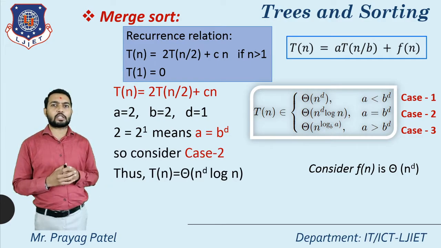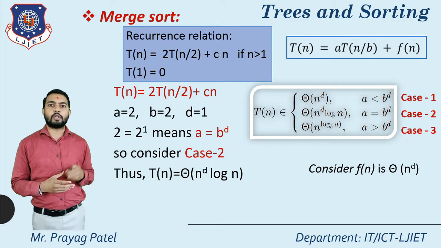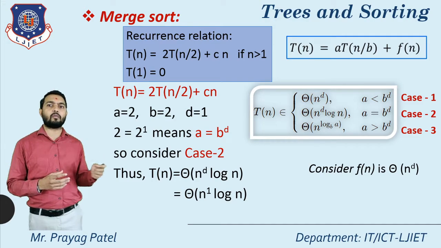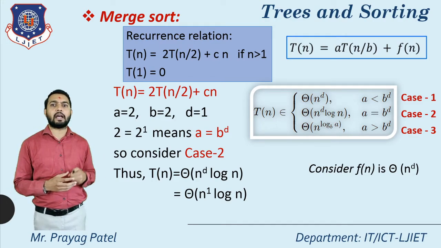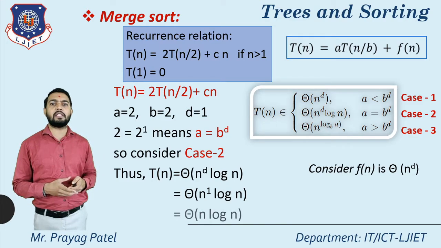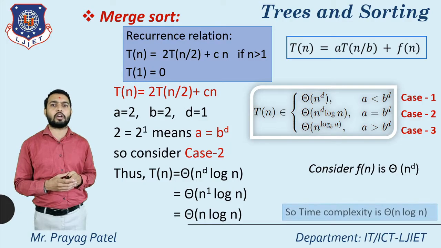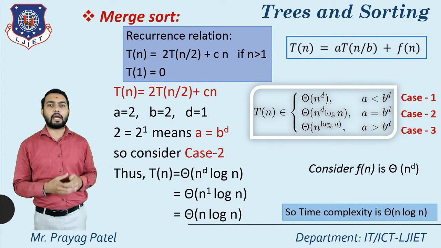So the equation for case 2 is T of n equals theta n raised to d log n. Now put the value of d here. So d equals 1. So the answer is theta n raised to 1 log n. That means the complexity of this merge sort algorithm is n log n.